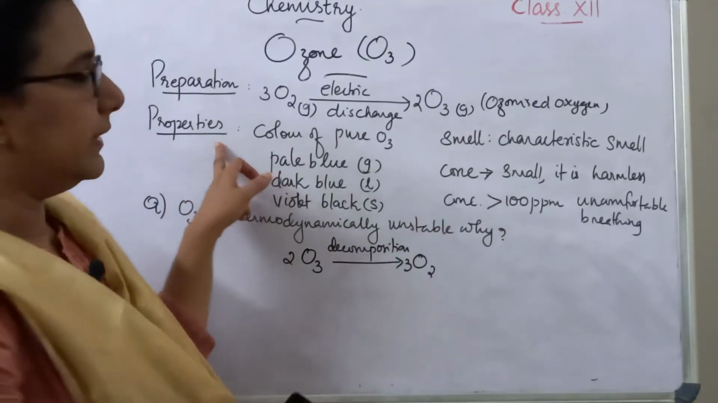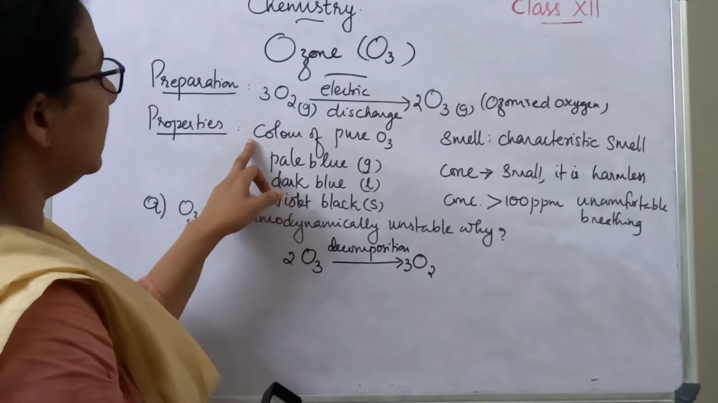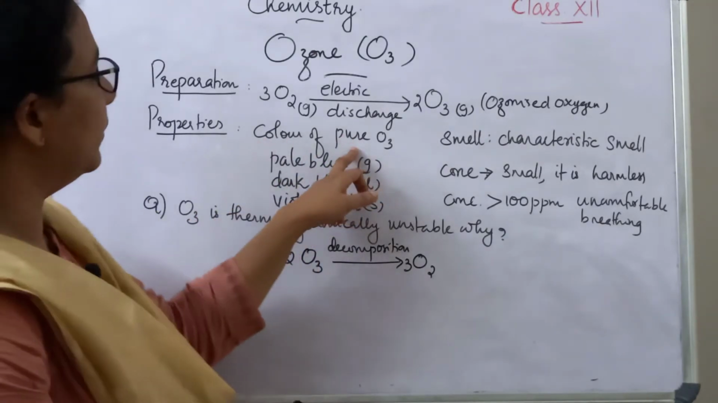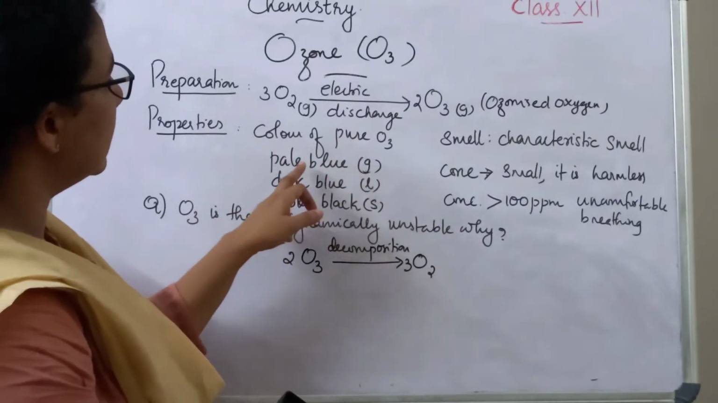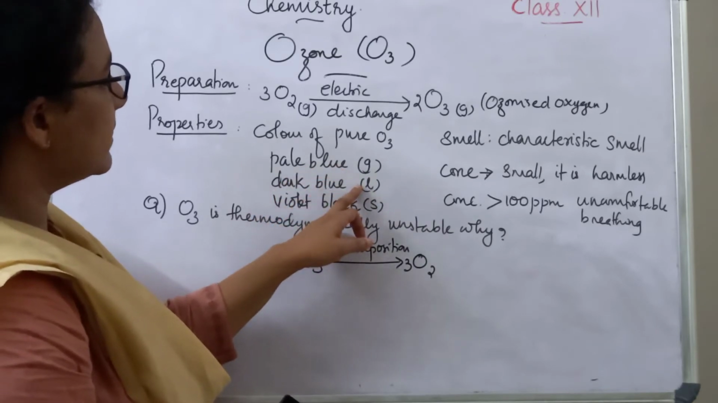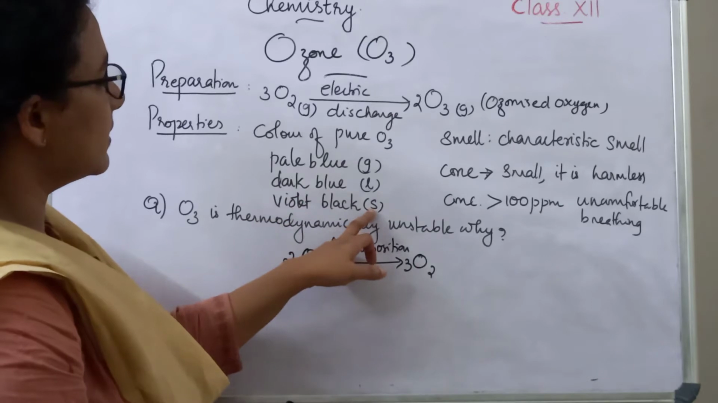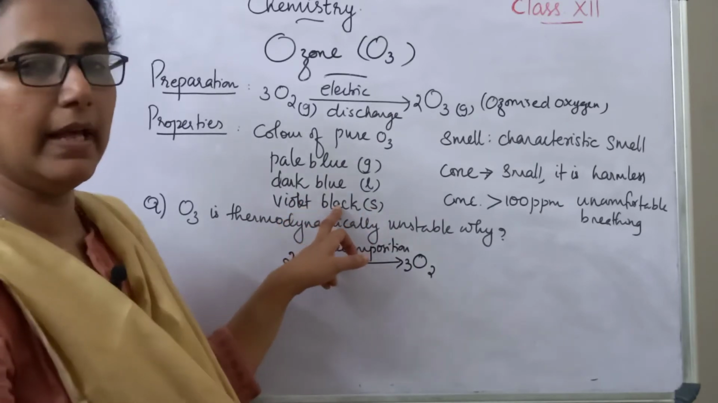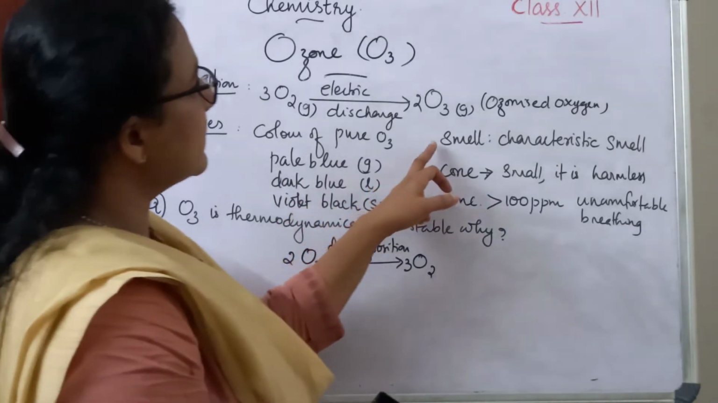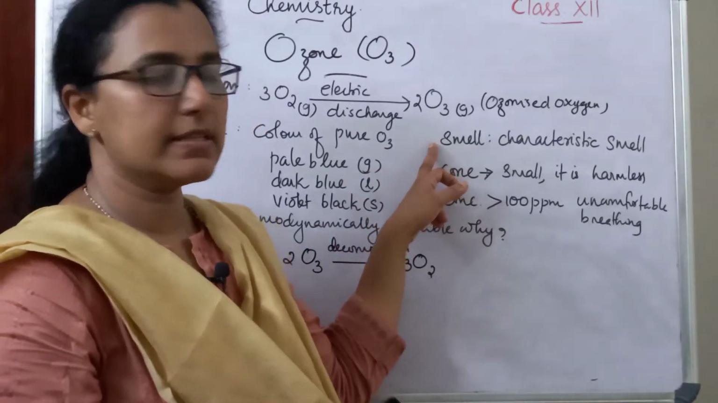Now let's see the properties. First one is color of pure ozone. If it is in the gaseous state, it is pale blue. In the liquid state, it is dark blue. If it is in the solid state, it is violet black. Then the smell, it has a characteristic smell.